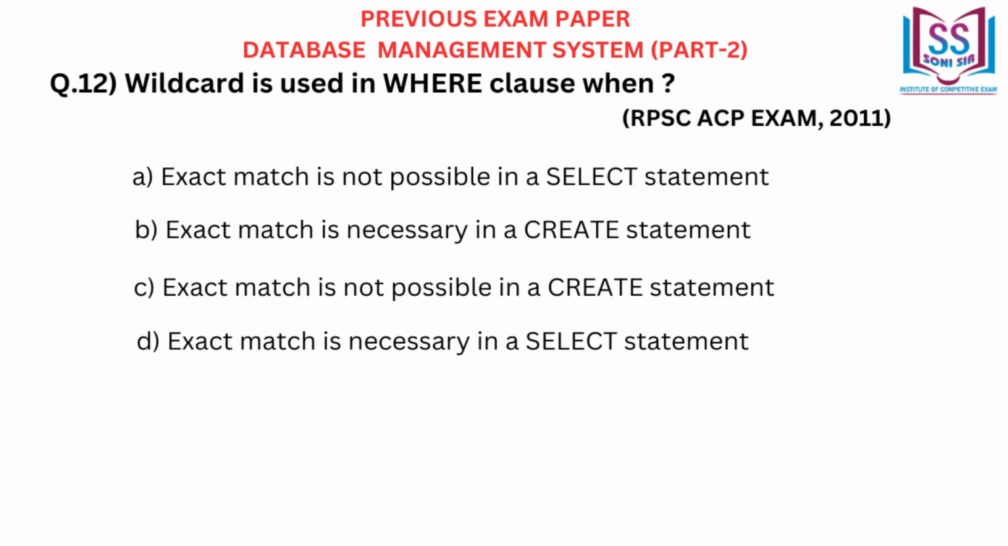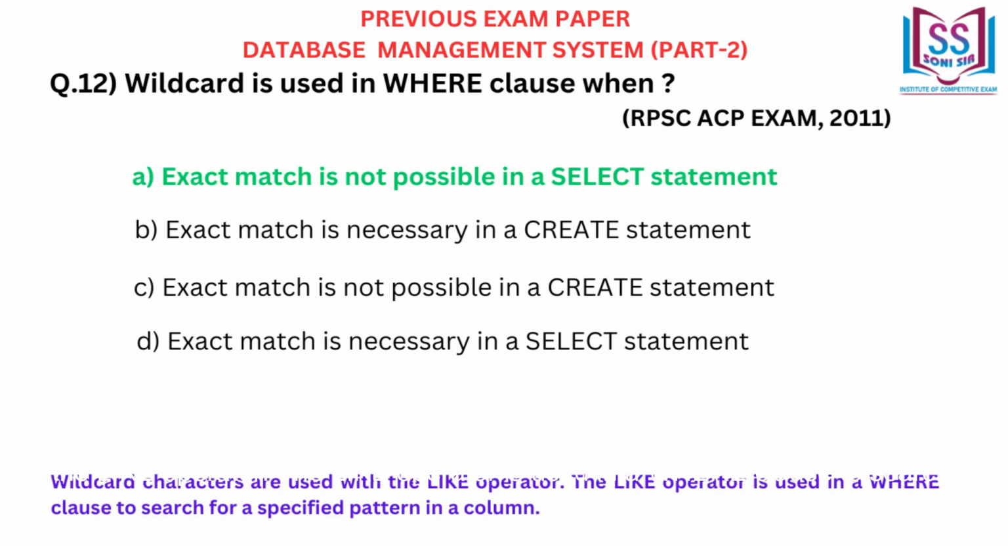Wildcard is used in where clause when: A. Exact match is not possible in a select statement. B. Exact match is necessary in a create statement. C. Exact match is not possible in a create statement. D. Exact match is necessary in a select statement. Correct answer A. Exact match is not possible in a select statement. Wildcard characters are used with the like operator. The like operator is used in a where clause to search for a specified pattern in a column.